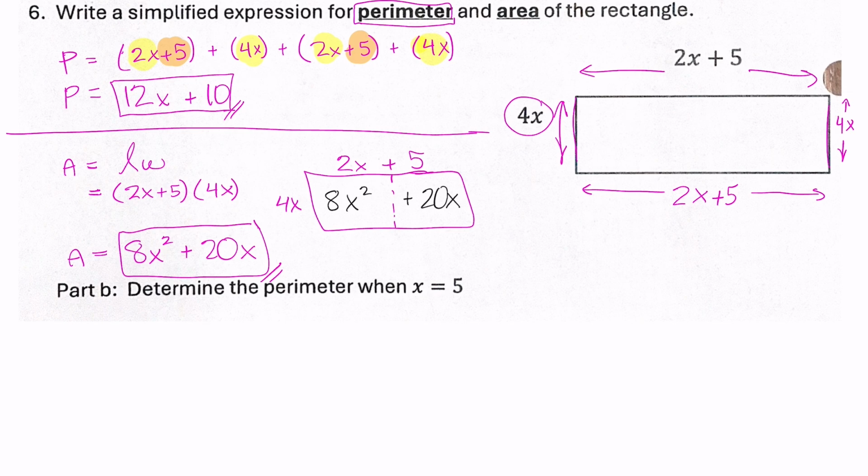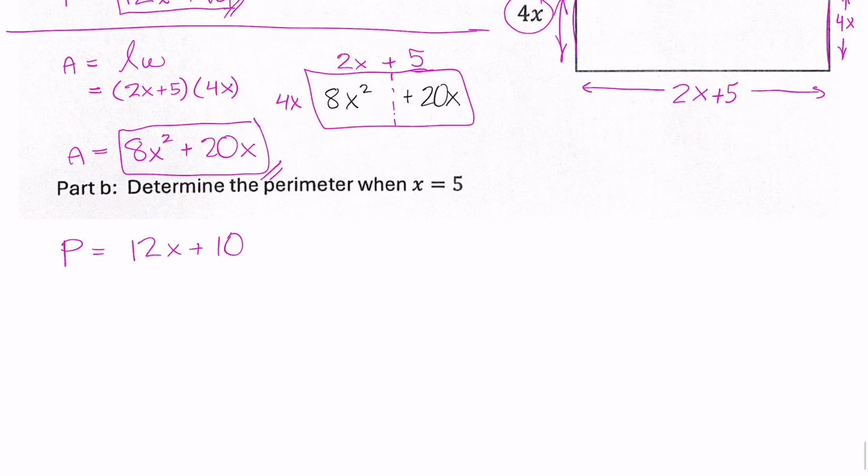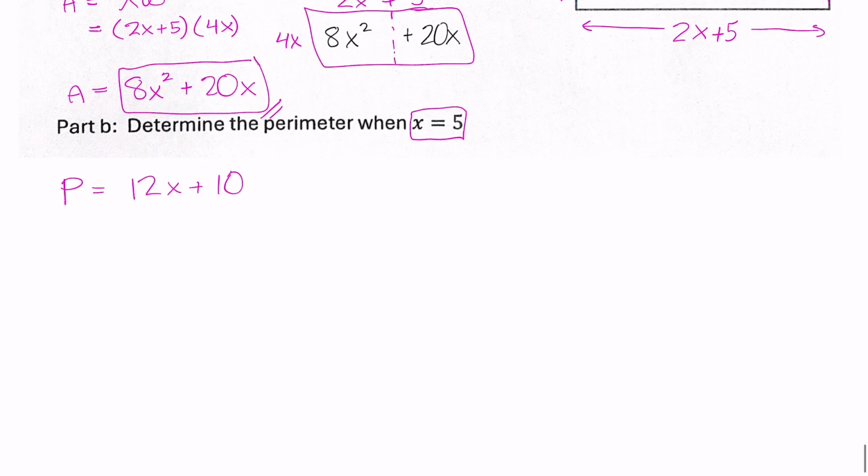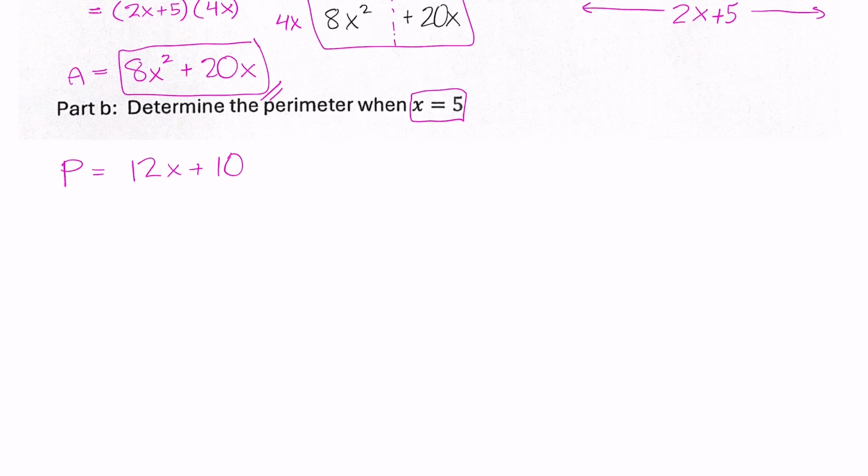Okay, now let's head on over to number B, 6b. So now it's saying determine the perimeter when x is 5. Remember, what was the perimeter I got before? The simplified expression for perimeter was 12x plus 10. So if you want to understand what the theory is here, to visualize it when I give you a value for x, essentially it's saying, okay, I have 12 x's.